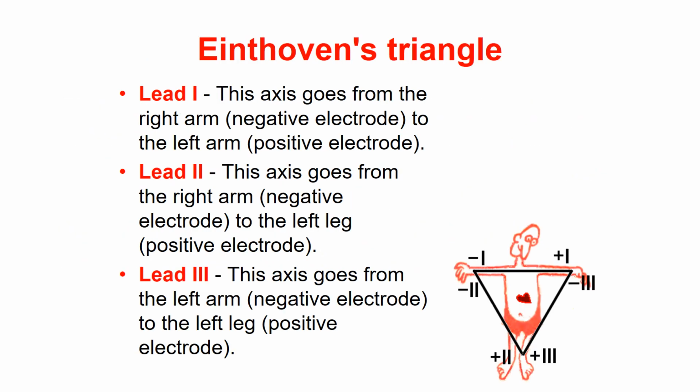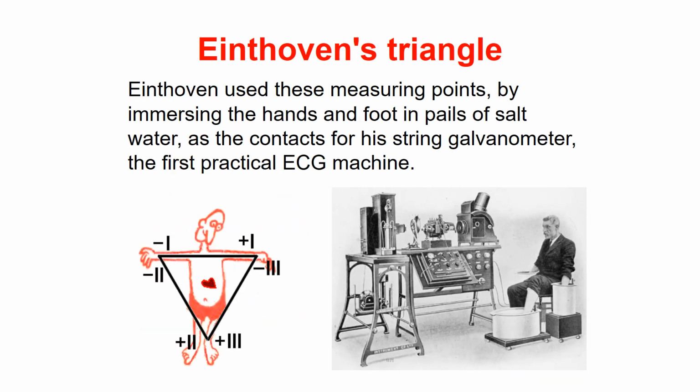Einthoven's triangle. First lead, this axis goes from the right arm, negative electrode, to the left arm, positive electrode. Second lead, this axis goes from the right arm, negative electrode, to the left leg, positive electrode. Third lead, this axis goes from the left arm, negative electrode, to the left leg, positive electrode. Einthoven used these measuring points, by immersing the hands and foot in pails of salt water, as the contacts for his string galvanometer, the first practical ECG machine.